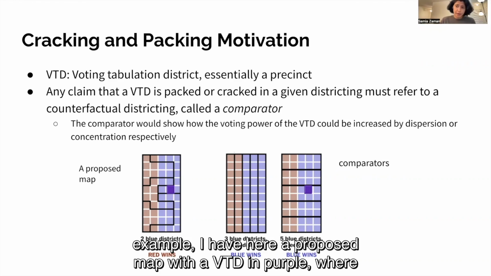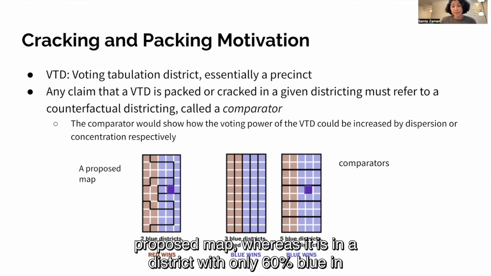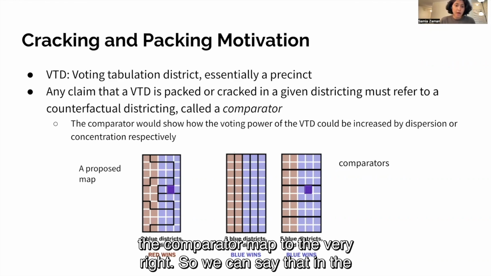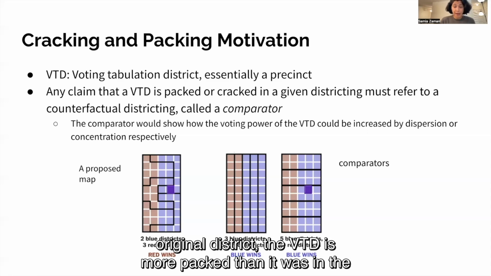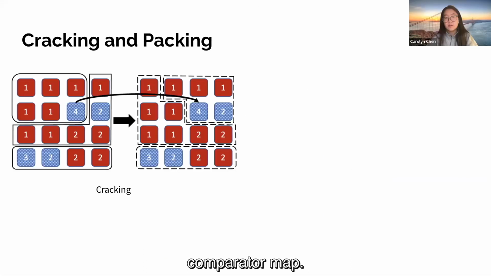So for example, I have here a proposed map with a VTD in purple, where we can see that the VTD is in a district that is 90% blue in the proposed map, whereas it is in a district with only 60% blue in the comparator map to the very right. So we can say that in the original district, the VTD is more packed than it was in the comparator map.